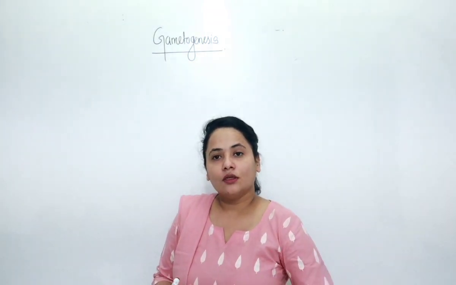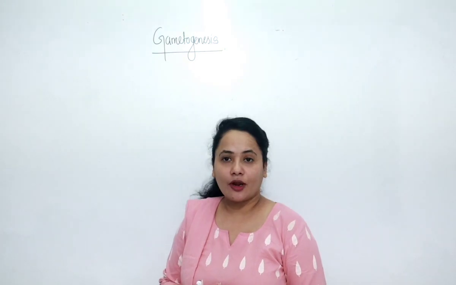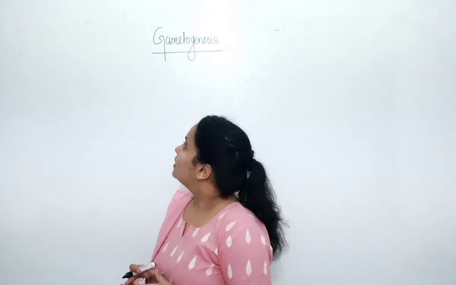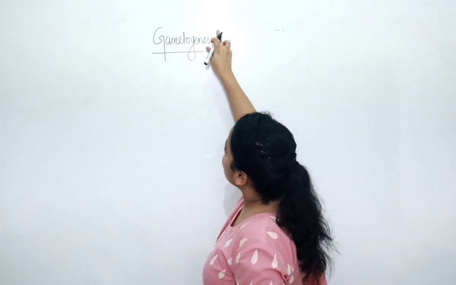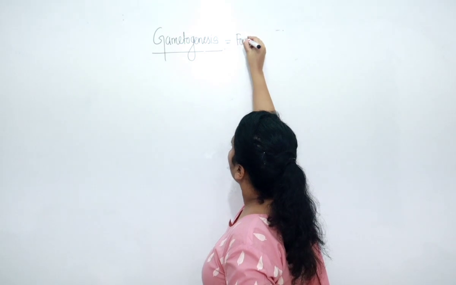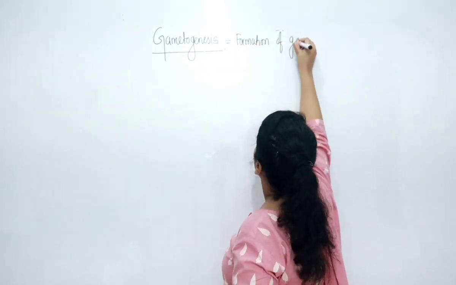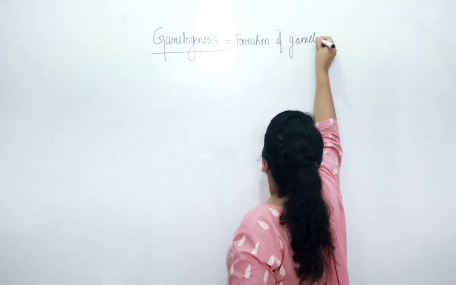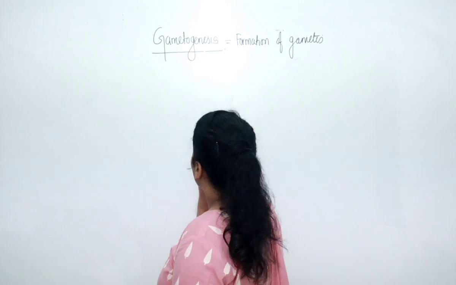After completing the male and female reproductive system, the internal and the external genitalia, we will start with the production of gametes. Okay, now over here, gametogenesis, genesis means formation of gamete. So here we can say that formation of gametes is known as gametogenesis. Alright.